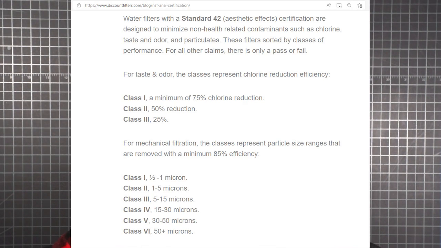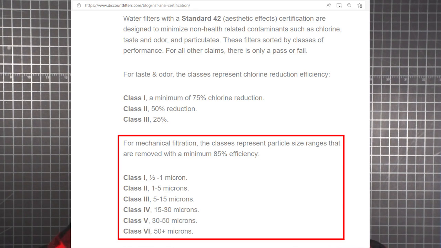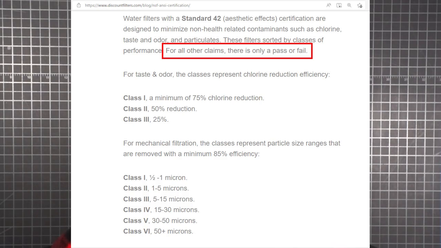A Class 3 taste and odor rating, for example, just means that 25% of chlorine is removed. Even a Class 1 rating only requires a 75% reduction. And for mechanical filtration, 85% efficiency meets the standard, where the classes indicate the micron size of the particles reduced. Also note, for all of the claims, there is only a pass or fail.